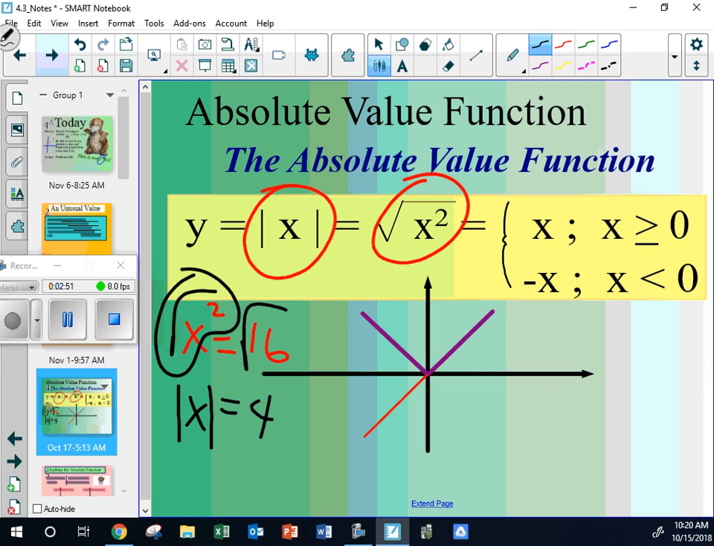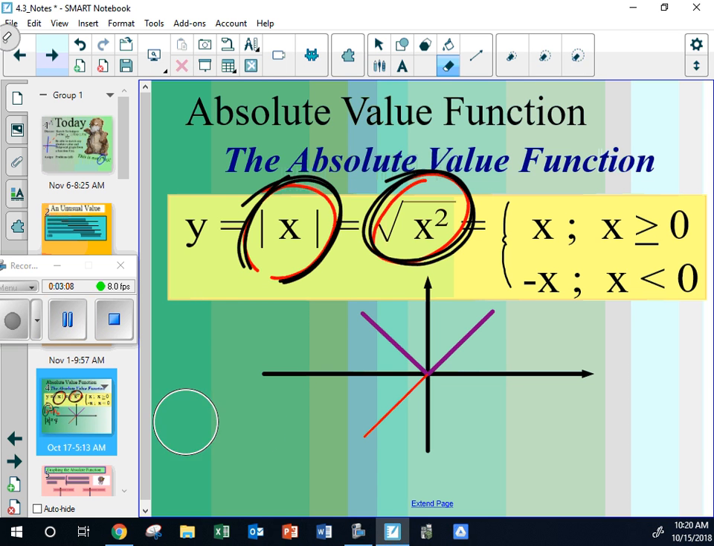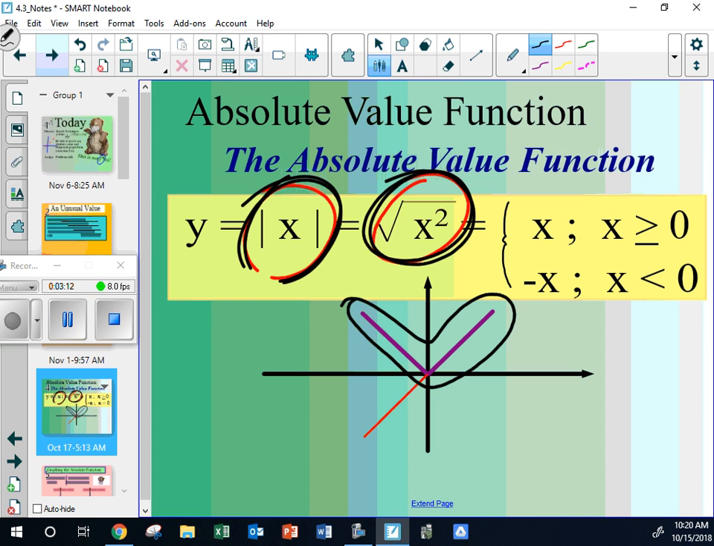It's so easy to forget, and it's going to come up 4 times on your test this year. It's already come up once. That means it's going to come up 3 more times, where you've got to remember that. Okay, so the square root of x squared is the absolute value of x. Okay, you get that that's this purple graph right here. That is the absolute value graph.